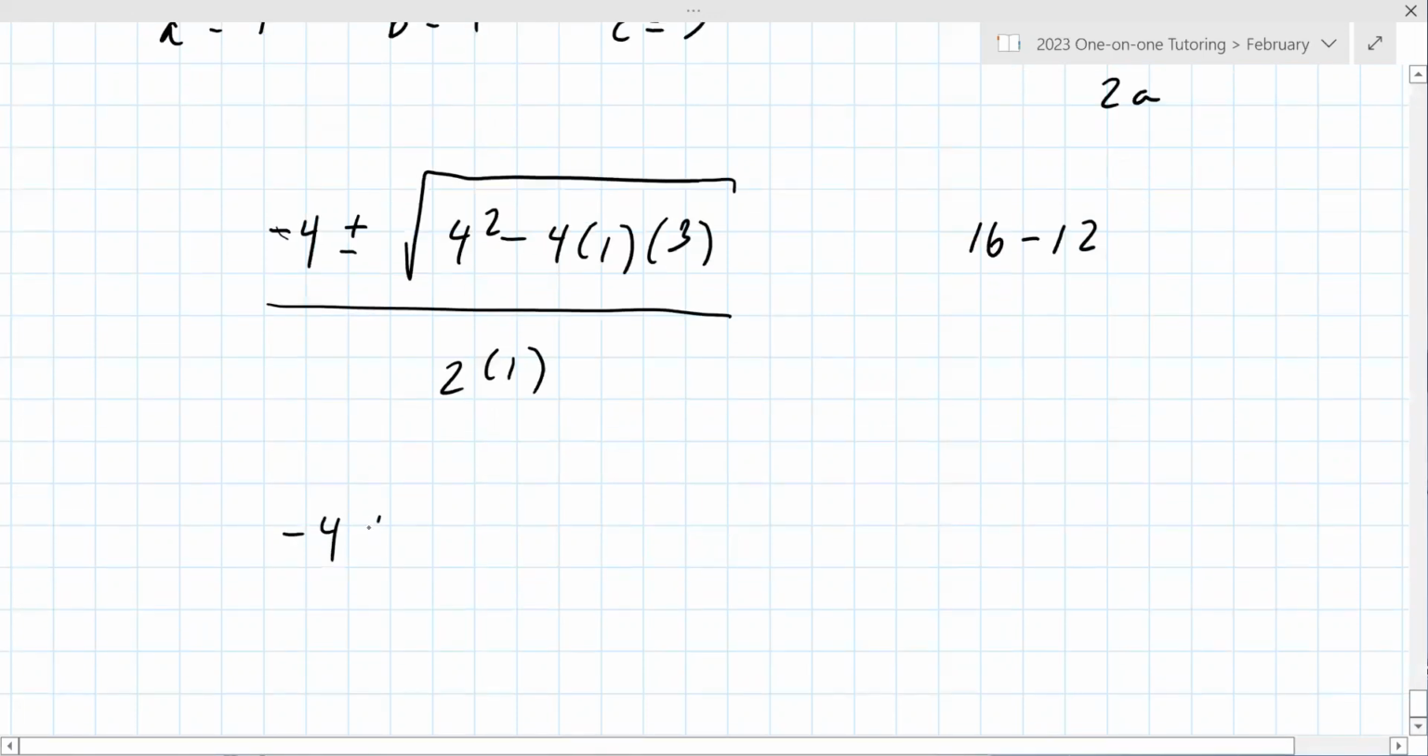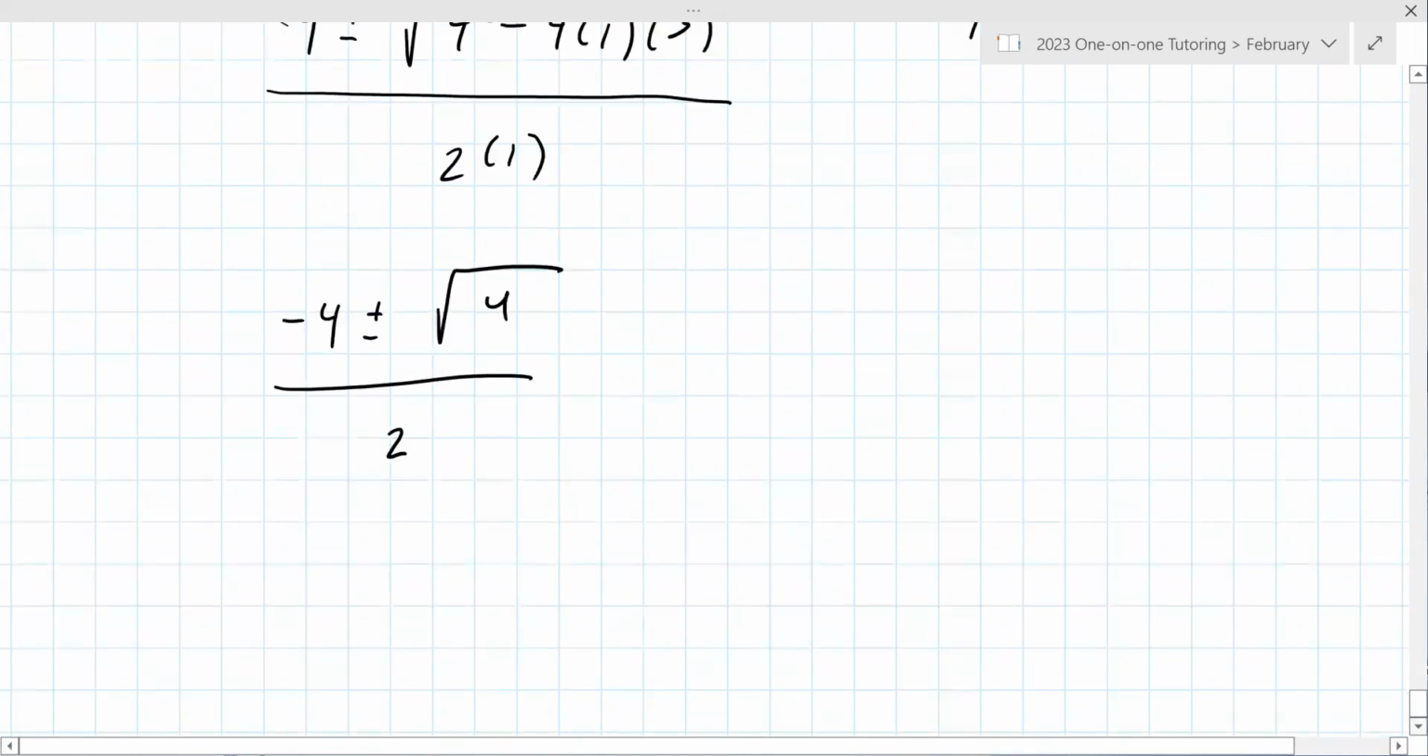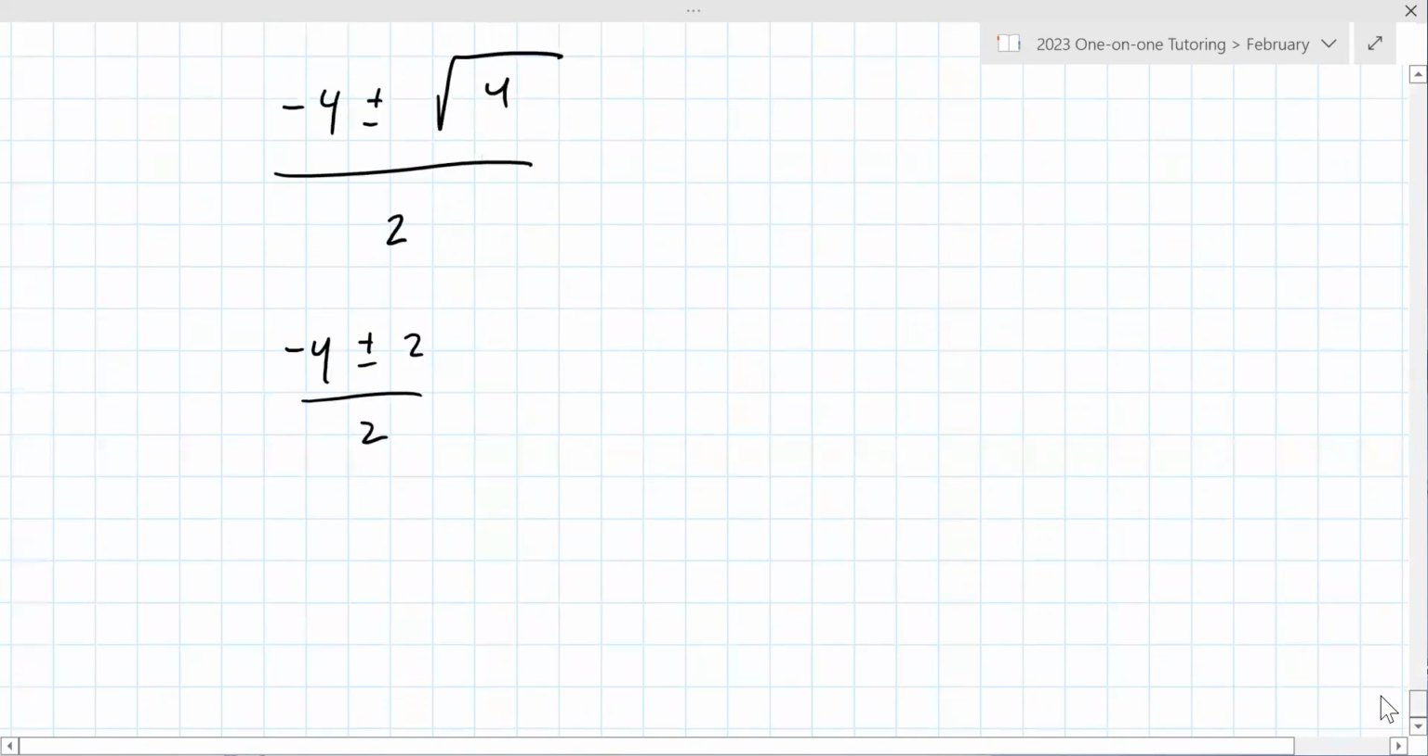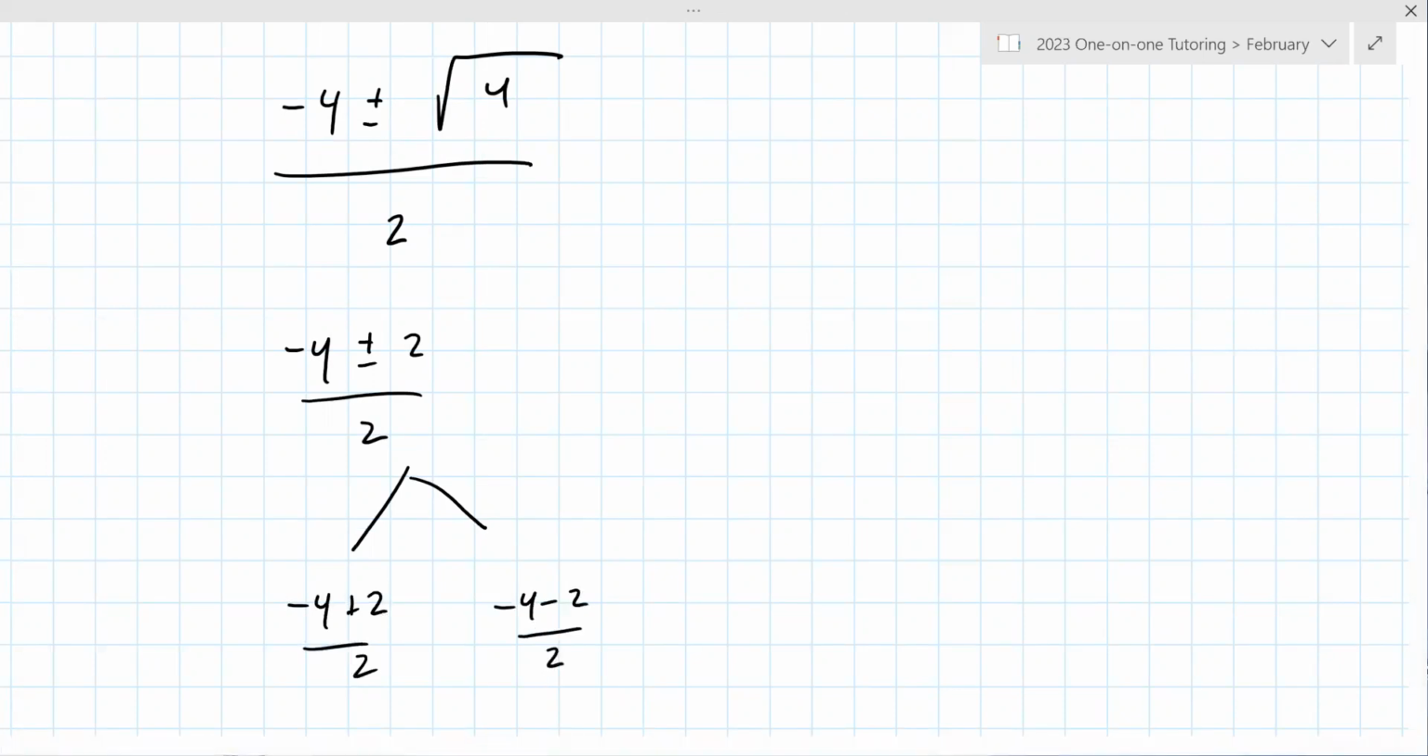So what is under the square root? I got -4 plus or minus the square root of 4, divided by 2. Okay, pretty good. So now what do you do from here? Then you get the square root of 4, which is 2. Good. And then you do your case 1, case 2 here: -4 plus 2 divided by 2, and then -4 minus 2.